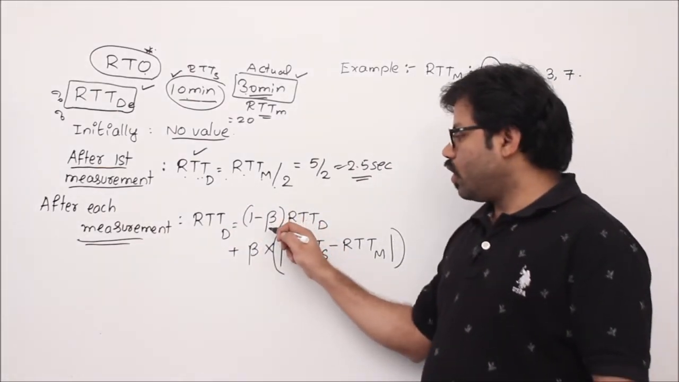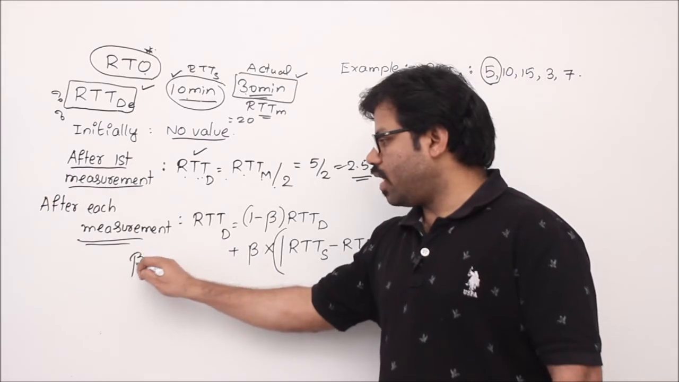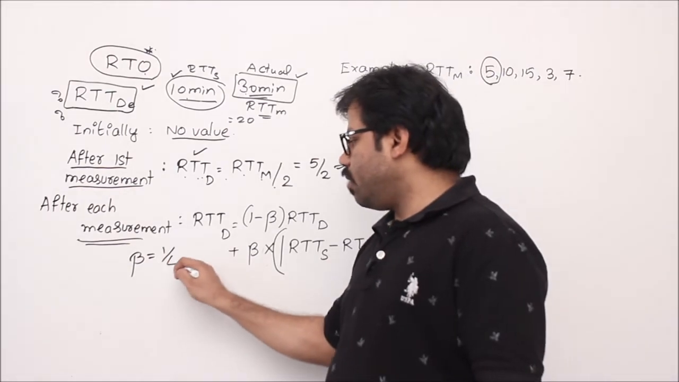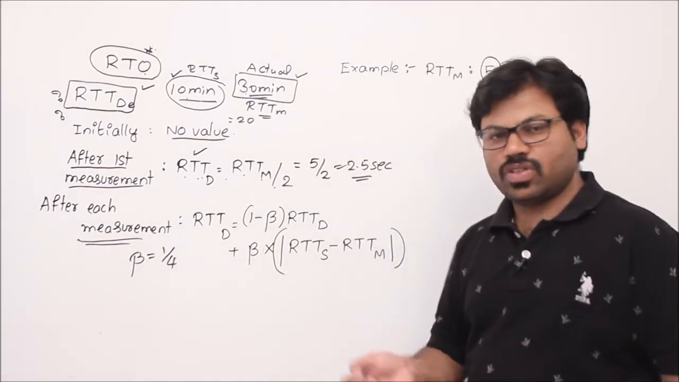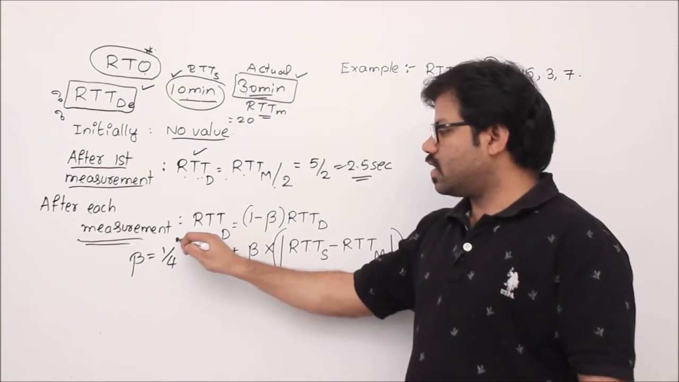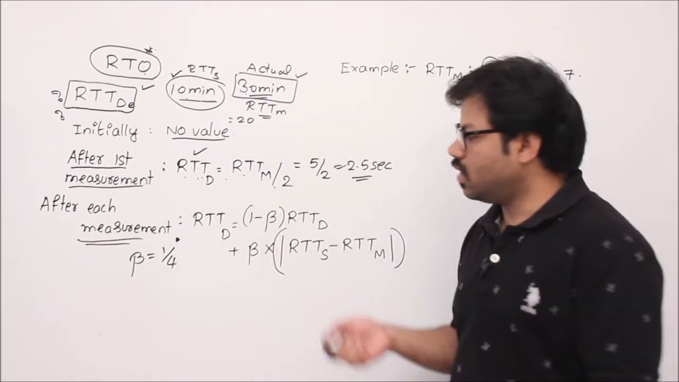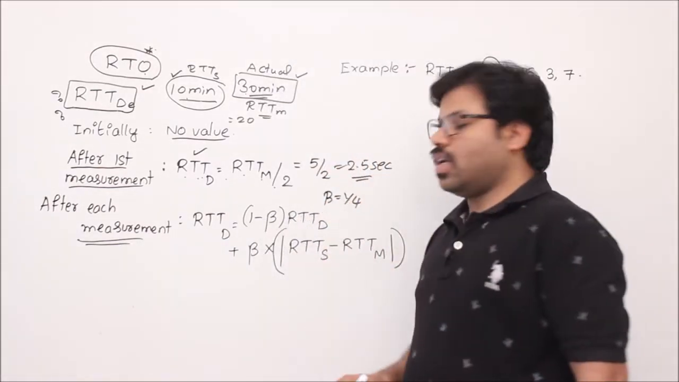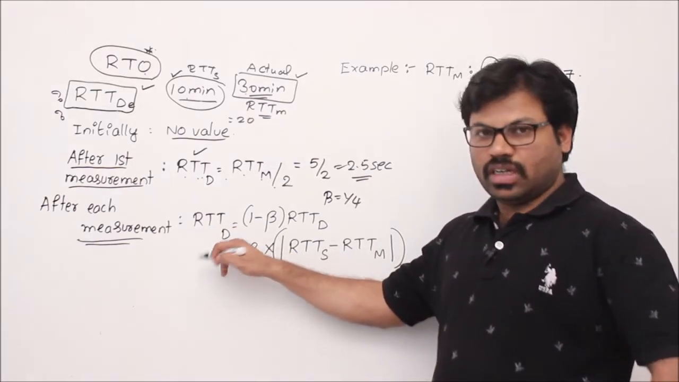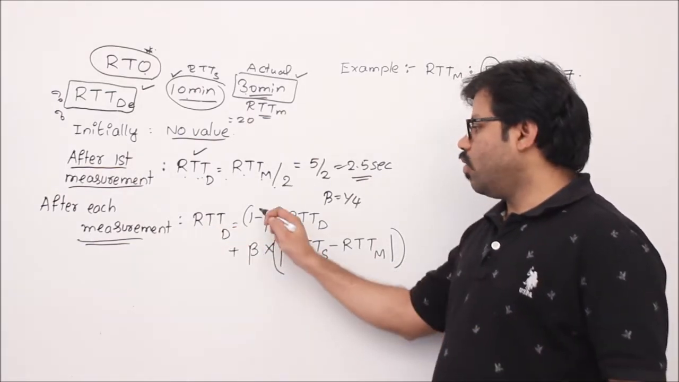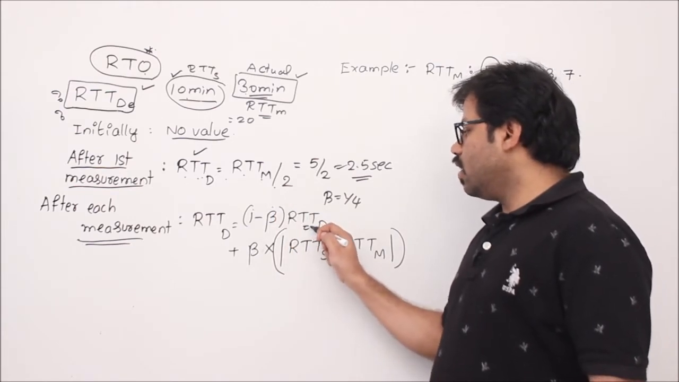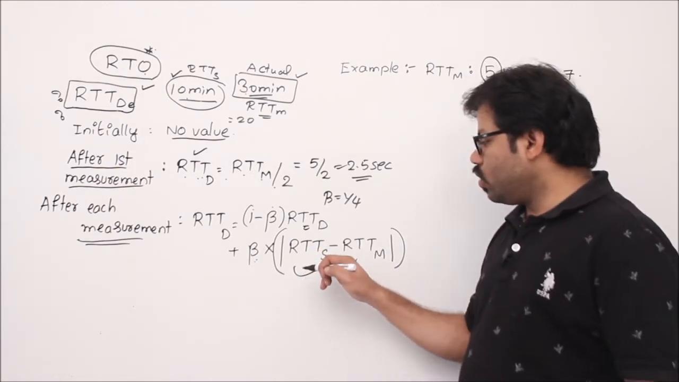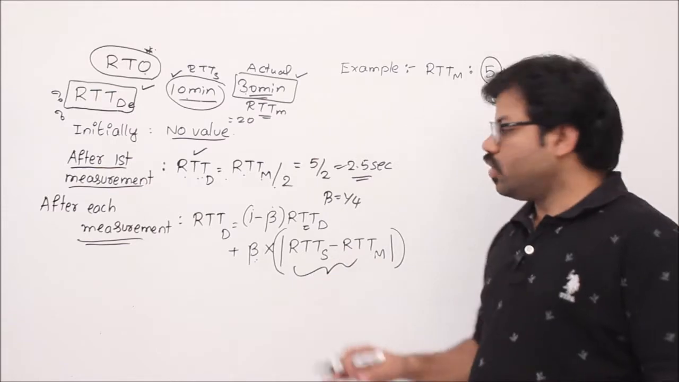Now after every new measurement we are going to change our RTT deviation. How? We are going to take one more parameter, beta, to calculate this RTT deviation. Usually beta will be 1 by 4, but we can take anything; that will be given in the exam, but the designers will fix it based on experience. So don't guess anything at this moment. Let's fix the beta value as 1 by 4. Now your formula is RTTD equals (1 minus beta) into old deviation plus beta into the current deviation. The current deviation is RTT smooth minus RTTM. Okay, so you will understand by example.